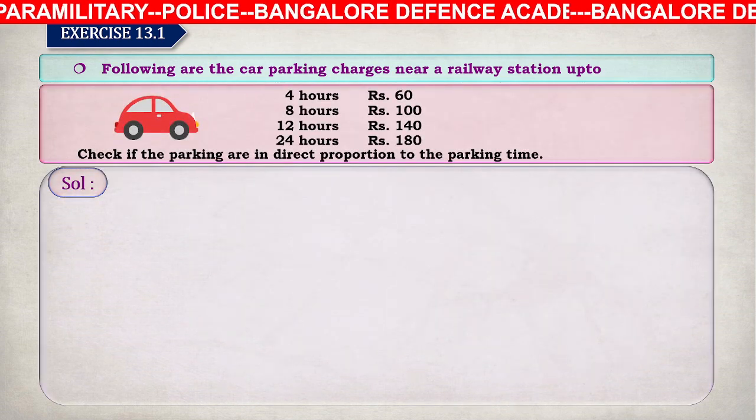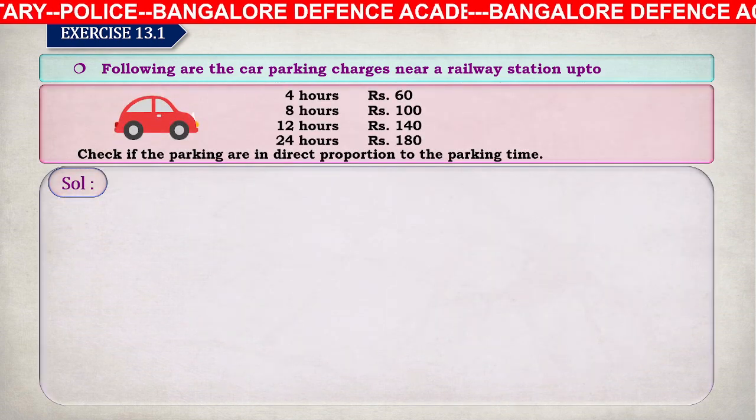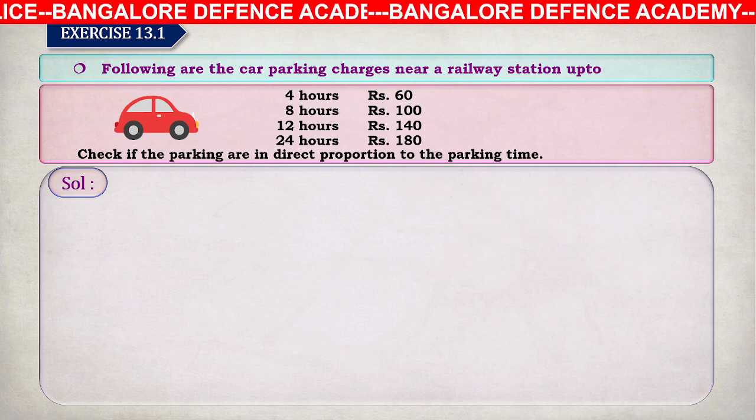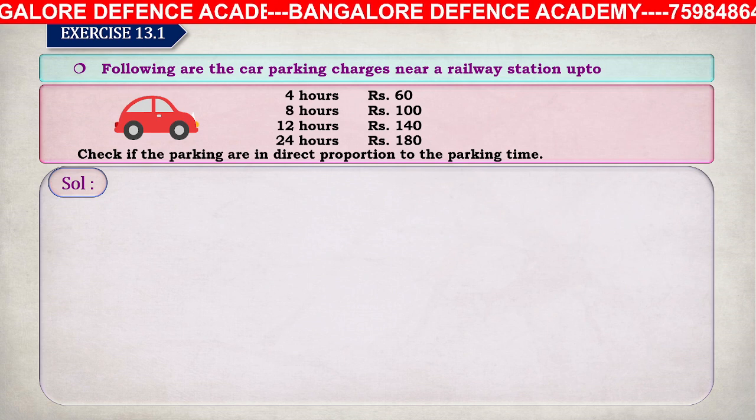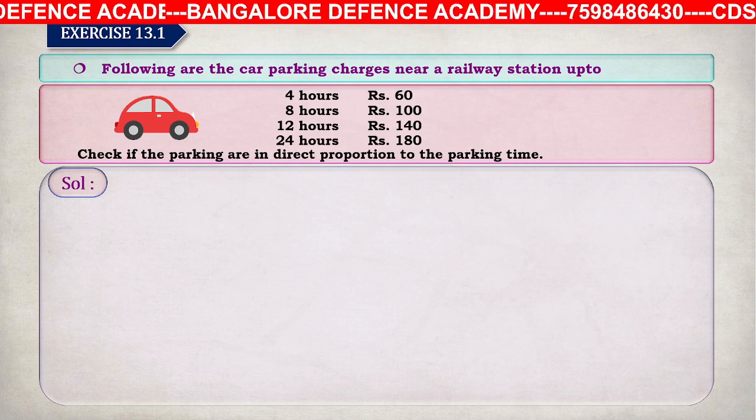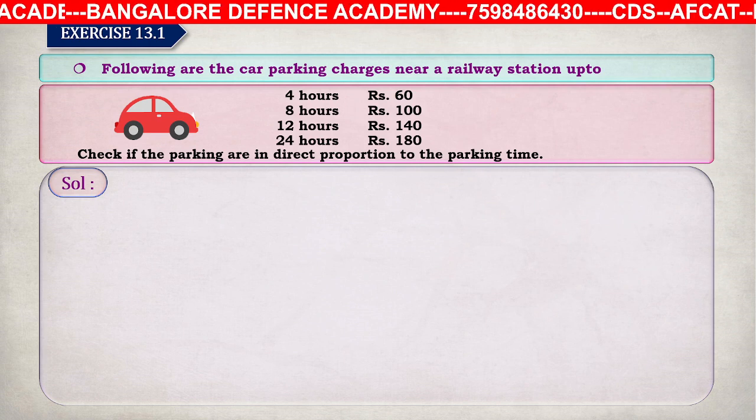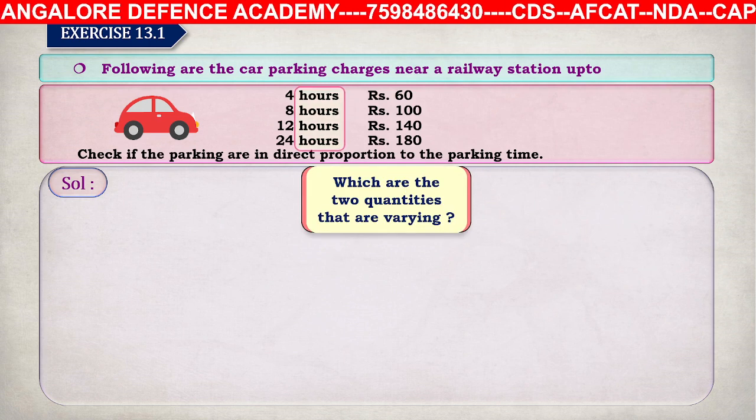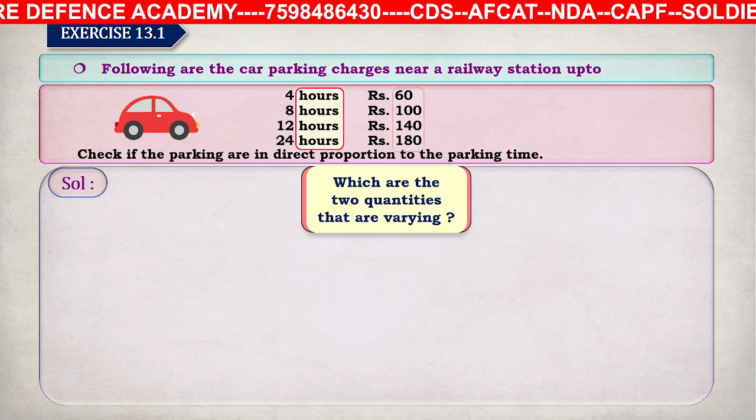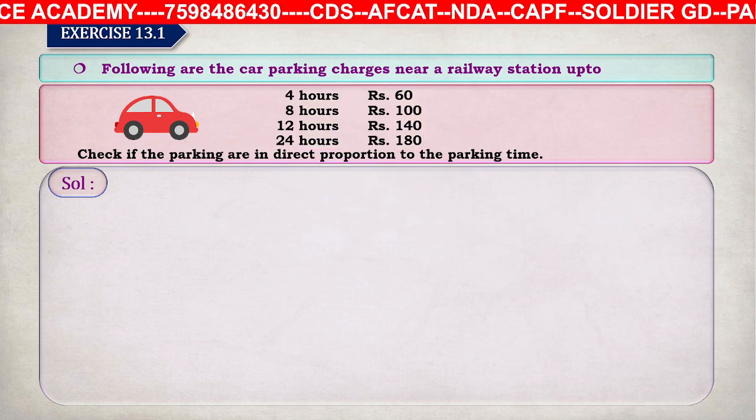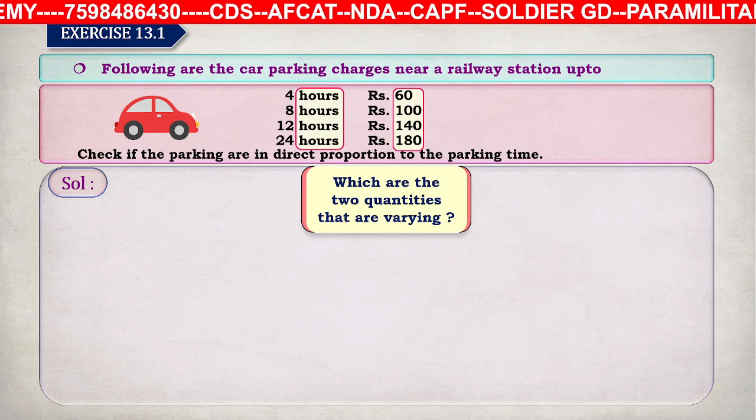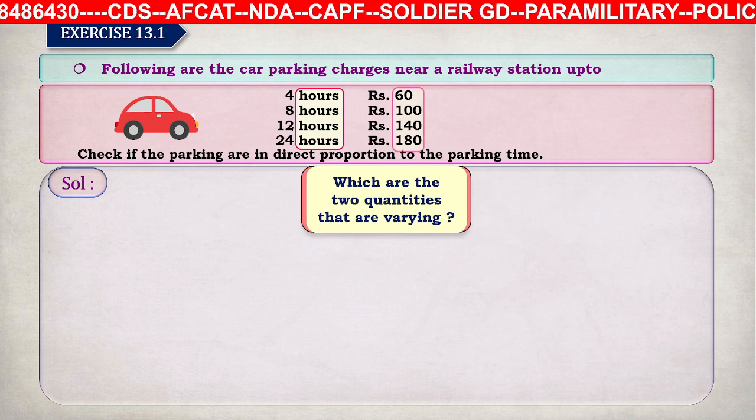For 4 hours they charge rupees 60, for 8 hours they charge 100, for 12 hours 140, and for 24 hours it's 180. Check if the parking charges are in direct proportion to the parking time. First I have to find the ratios, since in direct proportion the ratios are common. The ratio should not change. Let us try to understand. There are two quantities here. First is the time and the next is the amount.